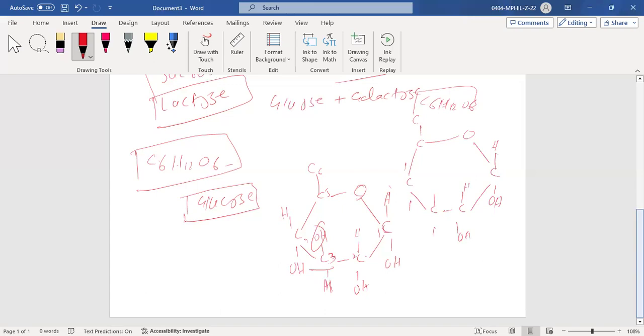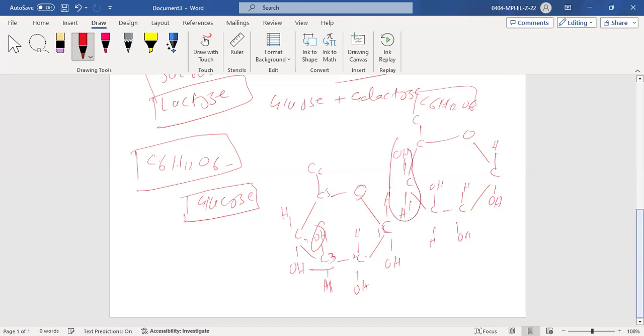HOH in position number two, and position number three, what would it be? Again, OH, the H. But in this case, at position number four, the hydroxyl group is upward while the hydrogen is down. Okay, sir. This is the difference of its structure.